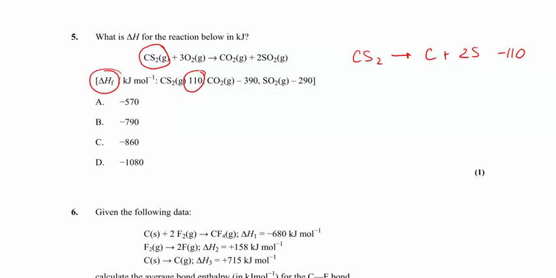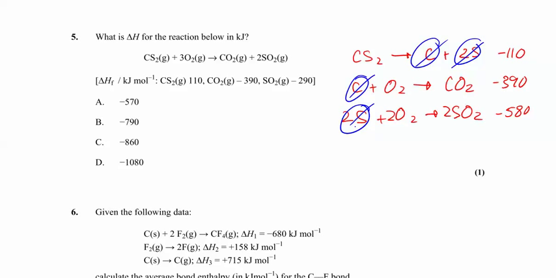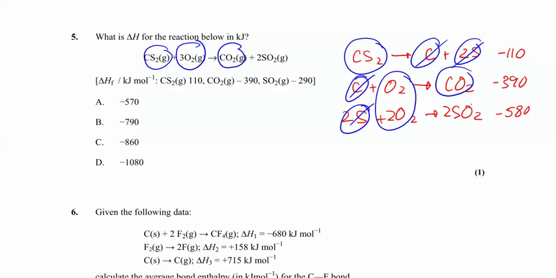Let's look at the next one. Oh, oxygen, by the way, is 0, so that's easy. CO2 is written just normally, and then SO2, you'll notice I doubled everything because I want to make 2 SO2s. Okay, let's start canceling everything out that appears on both sides. For example, the C there cancels out, and the 2 S's there cancel out. And that leaves me with CS2 plus 3O2 produces CO2 and 2SO2. So basically I just had to add everything up here, and it's negative 1080.